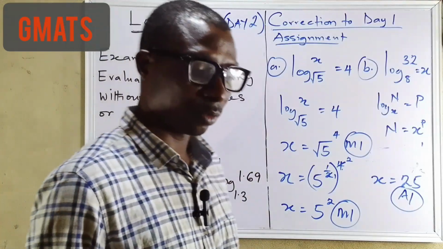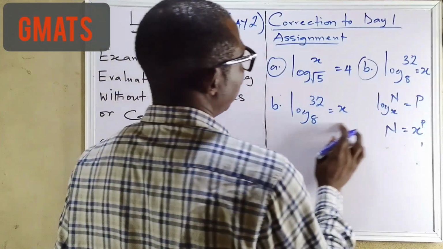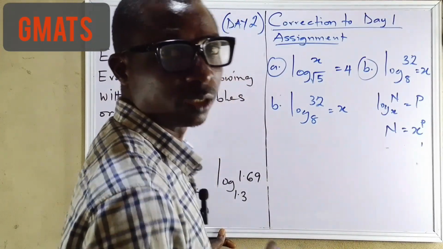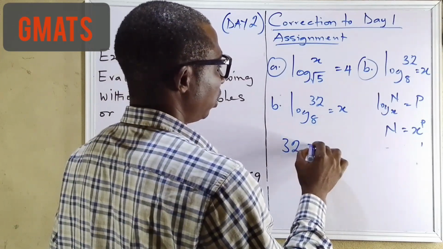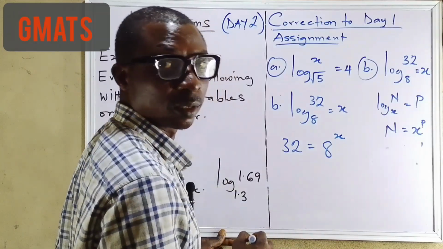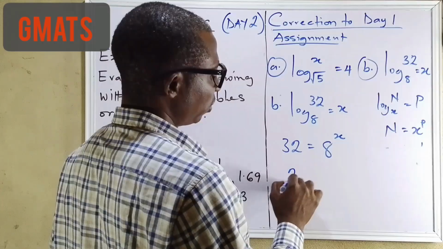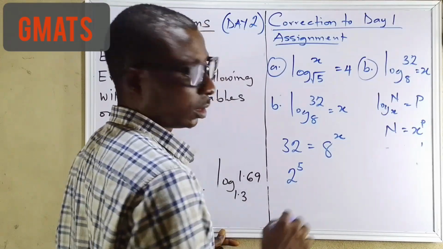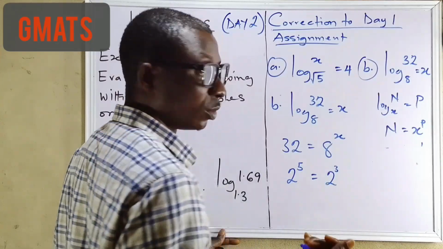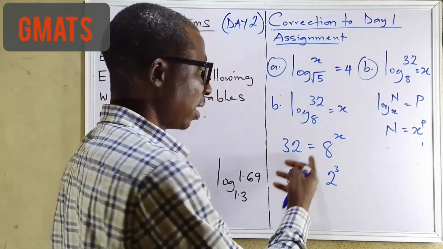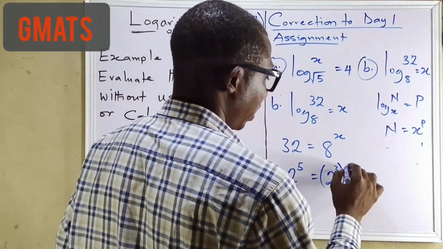Now let's look at the second question. Log of 32 base 8 equals x. This is a logarithmic equation, so you change it to an index equation. So we have 32 equals 8 raised to the power of x. Now you express this in index form. That is 2 raised to the power of 5 equals, now express 8 in index form. That is 2 raised to the power of 3, because when you multiply 2 in 3 places, you have 8: 2 times 2 times 2 gives you 8. So, raised to the power of x.